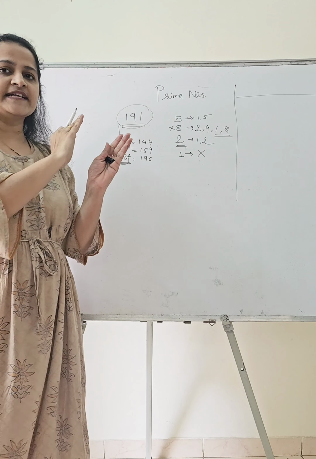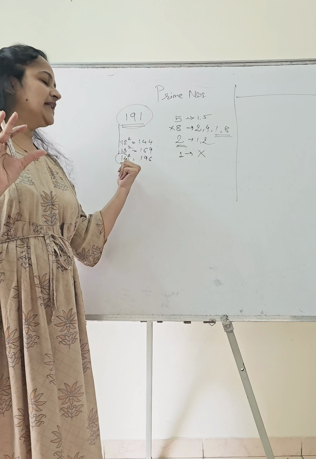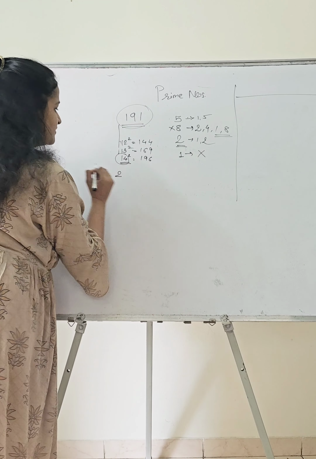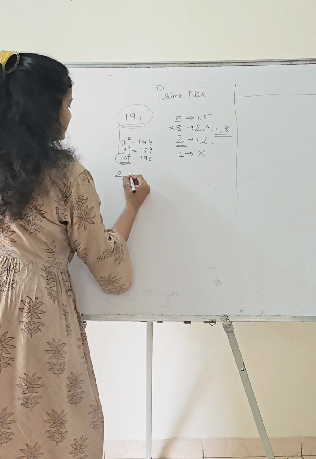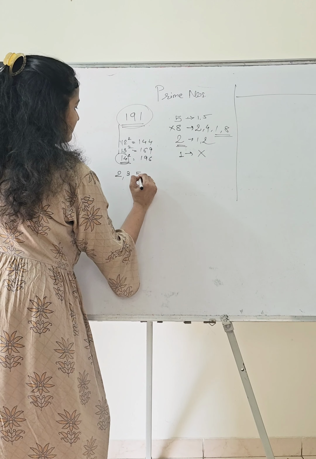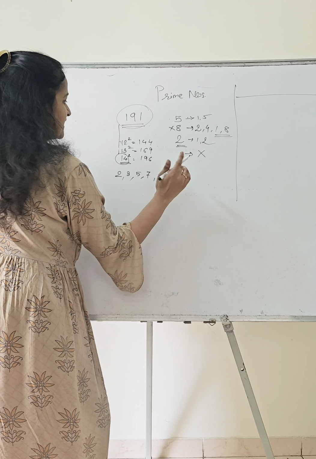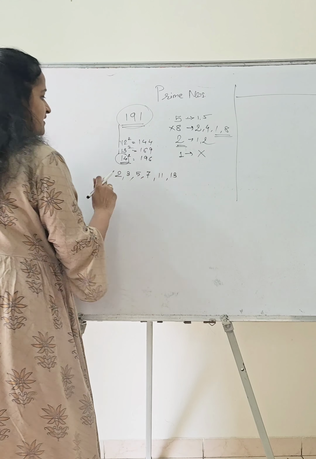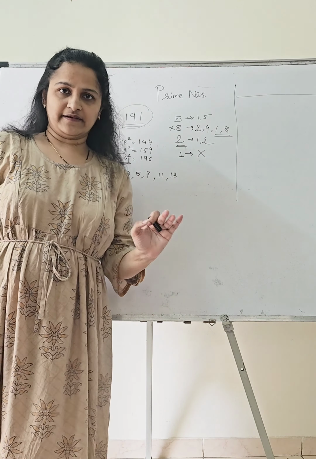So let's find all the prime numbers till 14. 2 is a prime number. Then 3, yes. 4, no. 5. Then 7, then 11, right? And 13. So these are the prime numbers till 14.